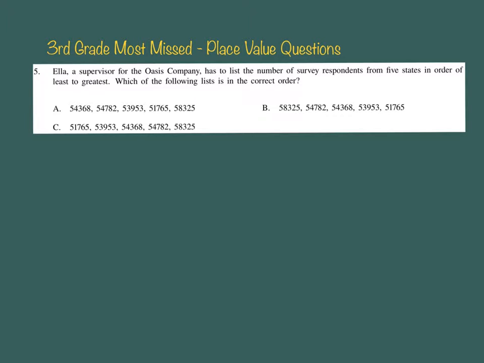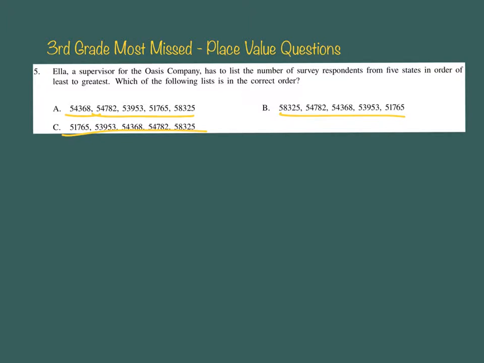Now, this first one, I noticed right away, I see my answer choices and I notice that all of the numbers are the same. So I'm pretty sure I'm going to have to put these from least to greatest or greatest to least. So I'm going to read my problem, and I always read it twice.